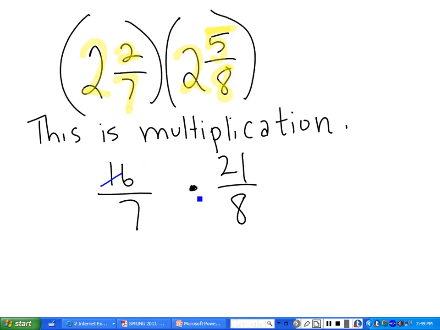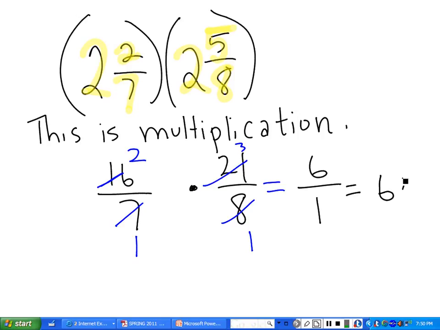16 and 8, both divisible by 8. So 8 goes into 16 twice, and 8 goes into 8 once. 7 and 21, both divisible by 7. So 7 goes into 7 once, 7 goes into 21 3 times. Therefore, we have 2 times 3, 6 over 1. Can this be reduced? Yes. Do not keep it at 6 over 1, because 6 divided by 1 is 6. So never leave it as 6 divided by 1. The answer is 6.